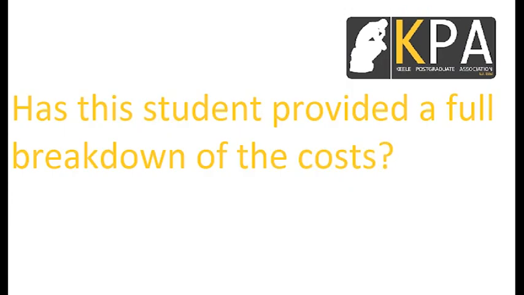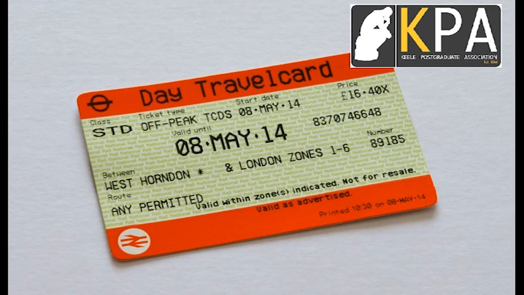Has this student provided a full breakdown of the costs? The committee will be reluctant to fund an application if they cannot see why the student is asking for the amount they have specified. Make sure you include details of any discounts you have. If you are asking for rail fares, for instance, mention whether the price you are claiming is the result of using a rail card. If you take advantage of discounts, you're more likely to receive the funding.